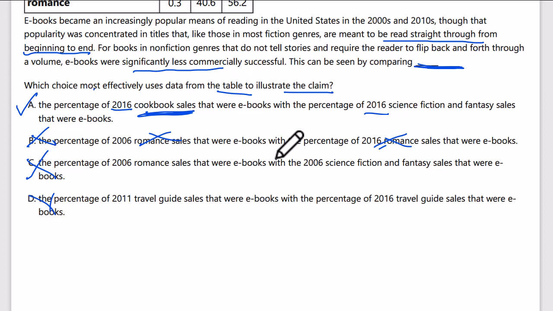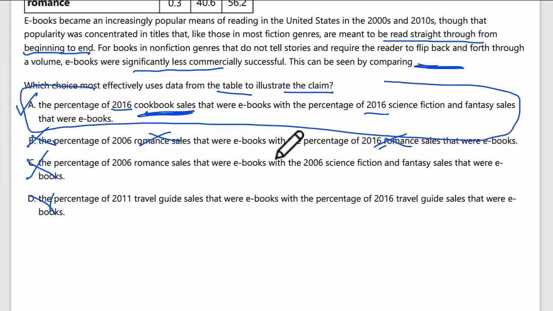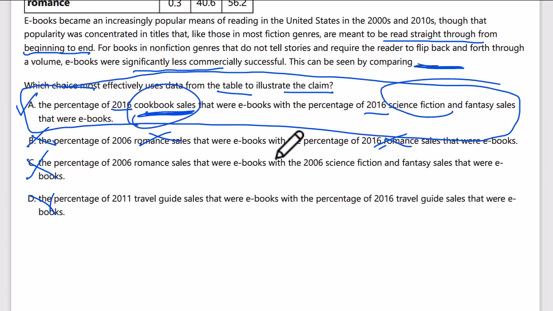The best answer is A. It started at 0 in 06, all of them. So I just checked the cookbook sales, the most flip back and forth one, versus the science fiction and fantasy, where I'd sit down and read it all at once. Those were much higher.